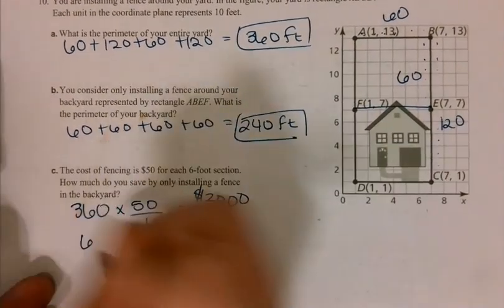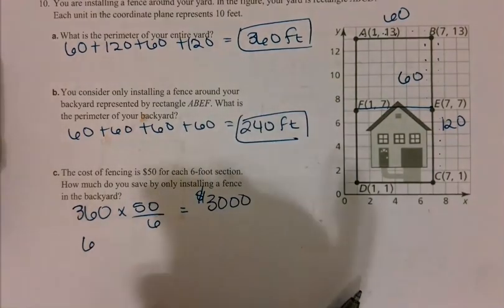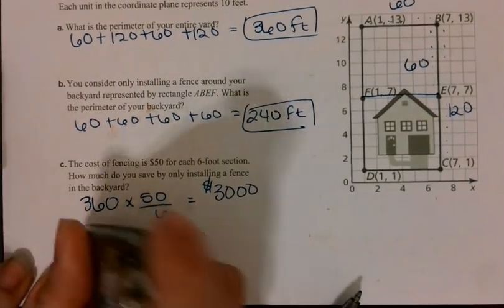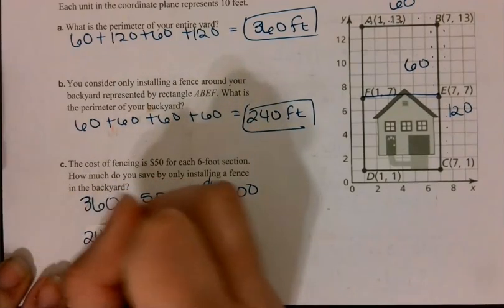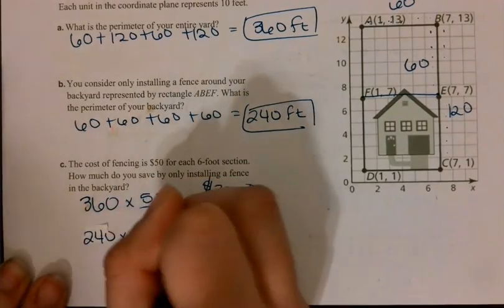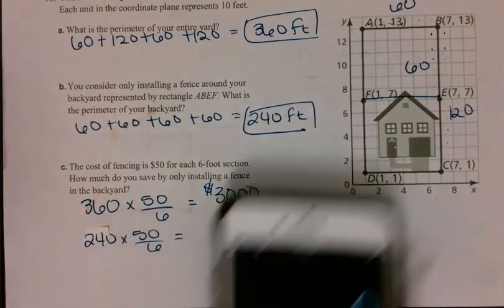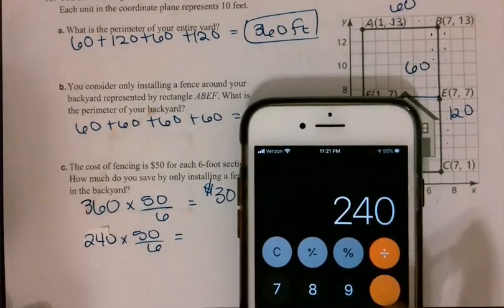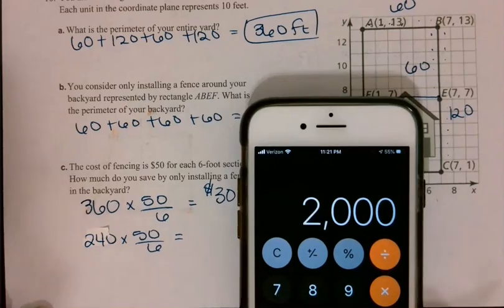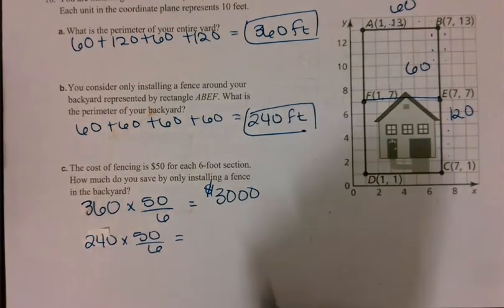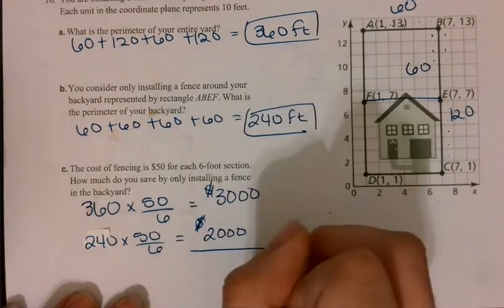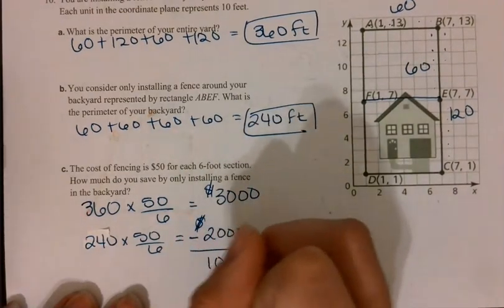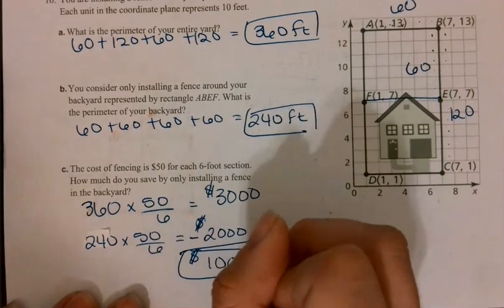And I'm going to do the same thing for 240, not 360. So I do 240 times 50 divided by 6 gives me 2,000. So then I want to subtract them, which gives me $1,000 in savings.